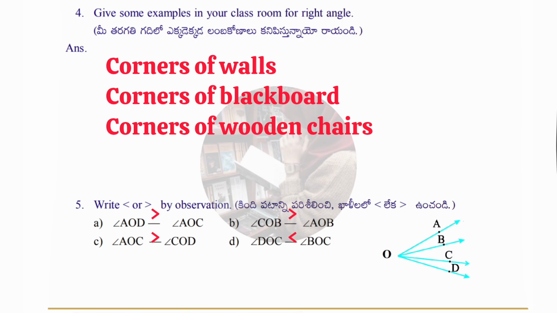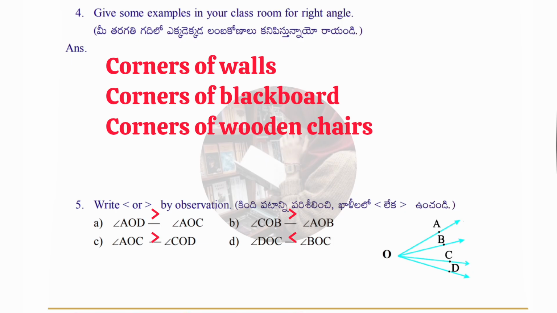If you observe both the angles, angle COB is greater than angle AOB. So put the greater than symbol. Next, third one, angle AOC and angle COD you have to observe. If you observe both the angles, then you may get to know that angle AOC is greater than angle COD.